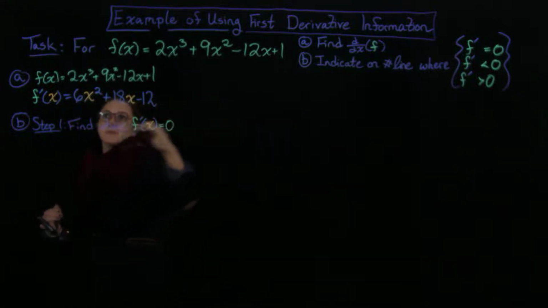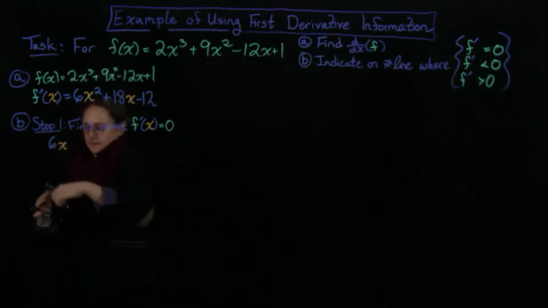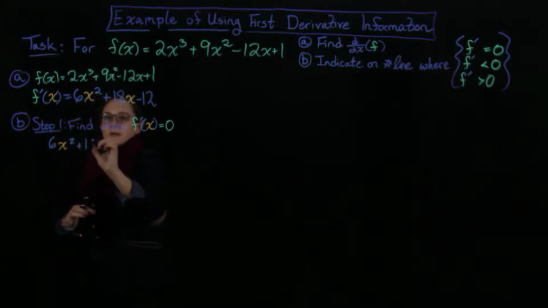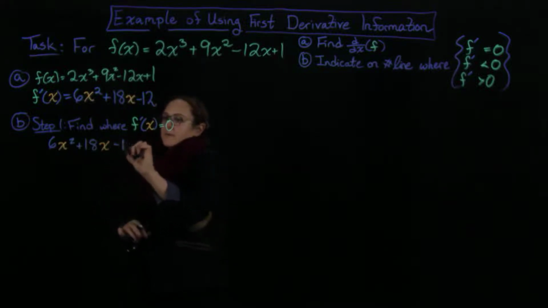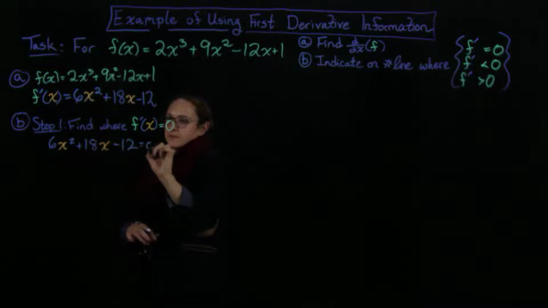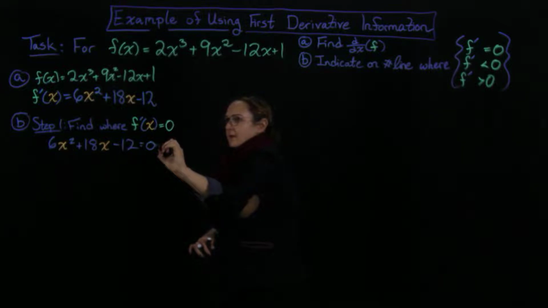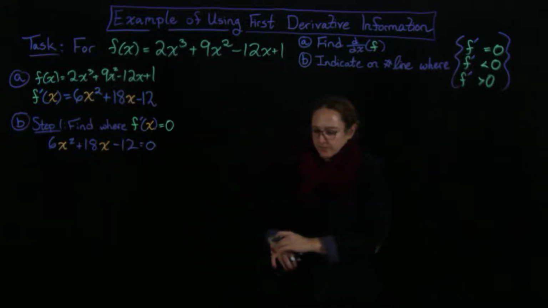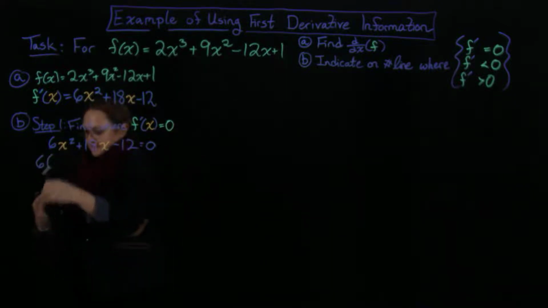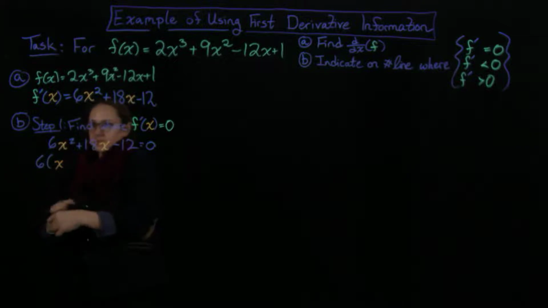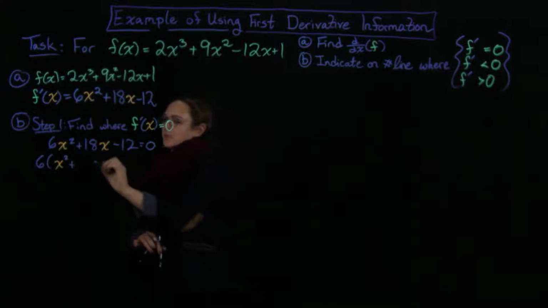So we're looking at where this equals 0. Let's write that: 6x squared plus 18x minus 12, and we want that to equal 0. I just rewrote the derivative from here and set it equal to 0 because this is what we're looking for. Now we can pull out a 6, which is going to make this much easier. It's always good to look at what you can pull out first. So I have 6 times x squared, and I have to pull a 6 out of each term. Don't forget that.